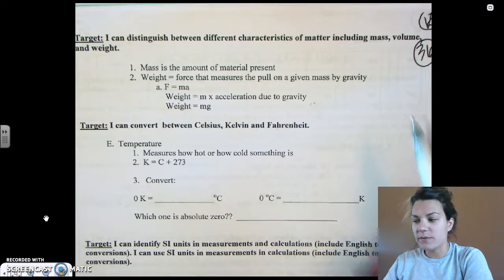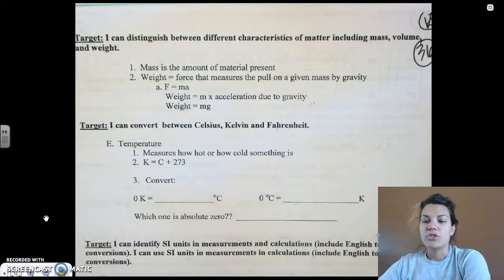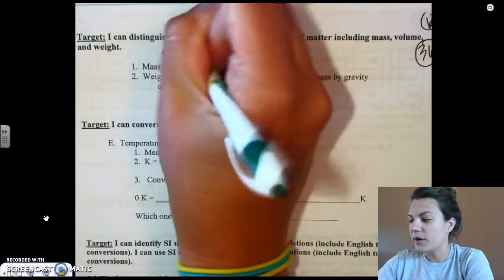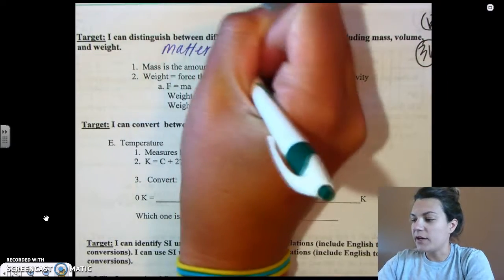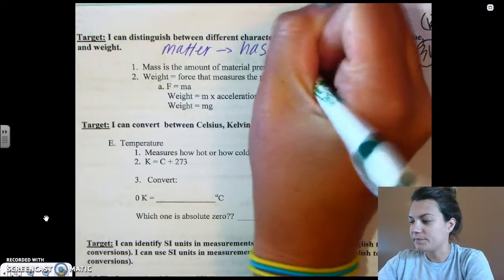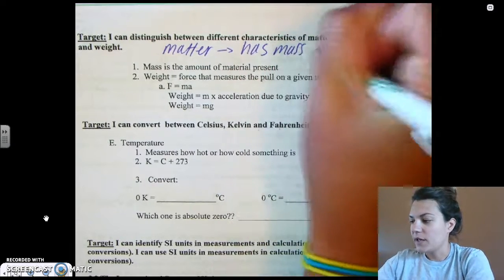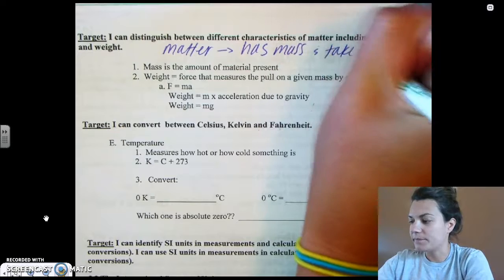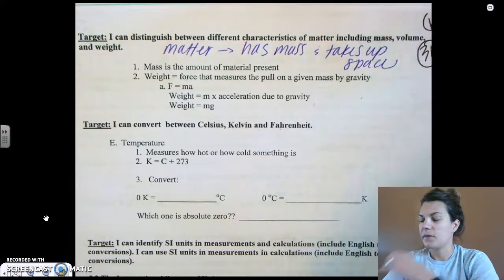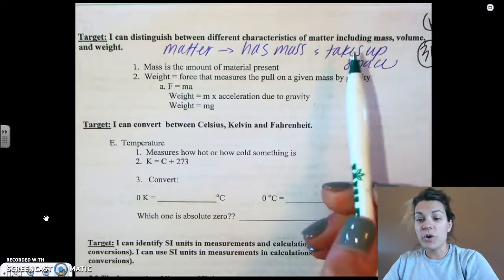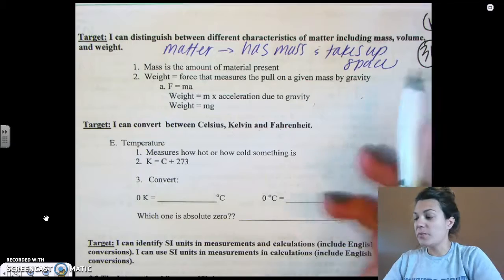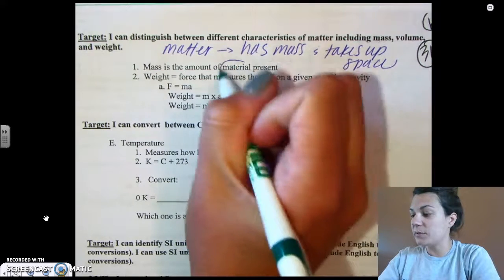So the very first thing that I want to talk about is mass. You've probably heard the definition for matter before, right? Matter is anything that has mass and takes up space, right? Okay, so you are made of mass. I am made of mass. So mass deals with the material present.